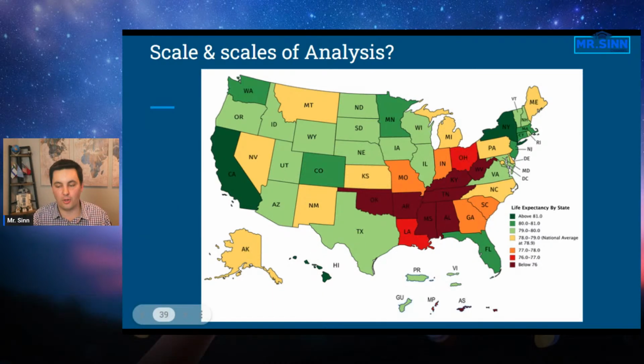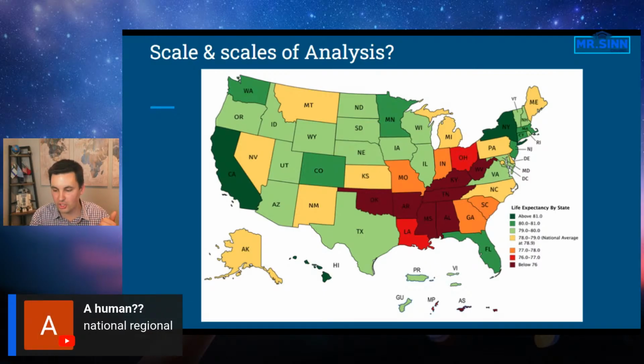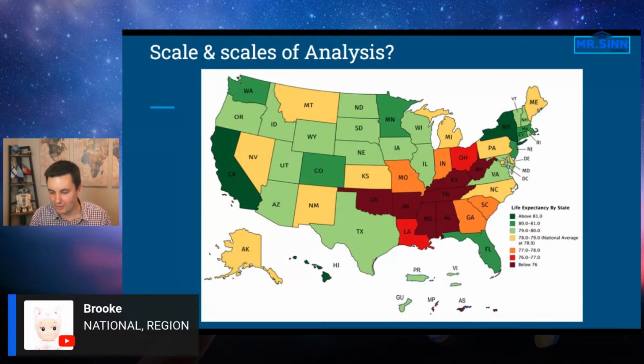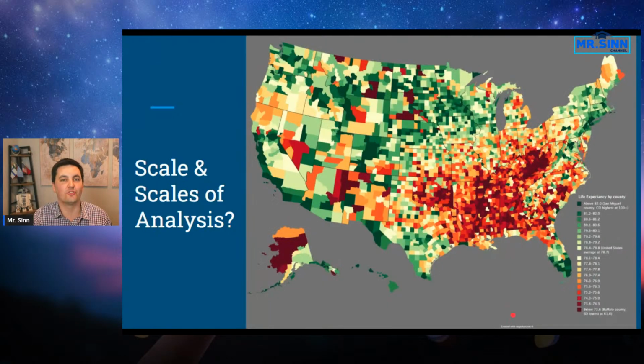All right, once again, what do we got here? Let's see. We got a national scale and regional. So yes, national scale, regional analysis. Correct. Trying to get as many people as I can. Chat goes so fast there. Yes. Awesome. All right, let's do another one.